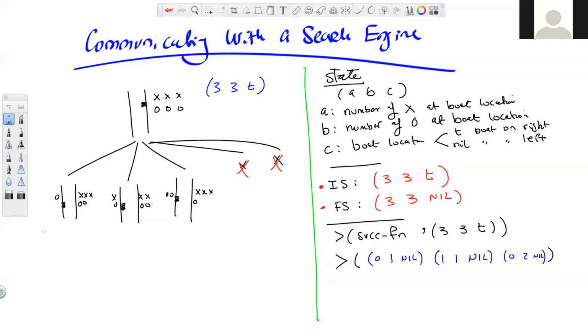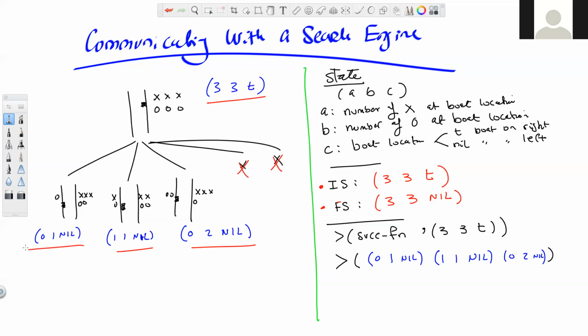Let's see. So the claim is that this is 0, 1, nil, and that seems to be right. And the claim here is 1, 1, nil. And the claim is this should be 0, 2, nil. Yeah, that looks correct. All right. So what the successor function did is just took this state and gave you back those. Okay, I really want you guys to see the importance of this abstraction.